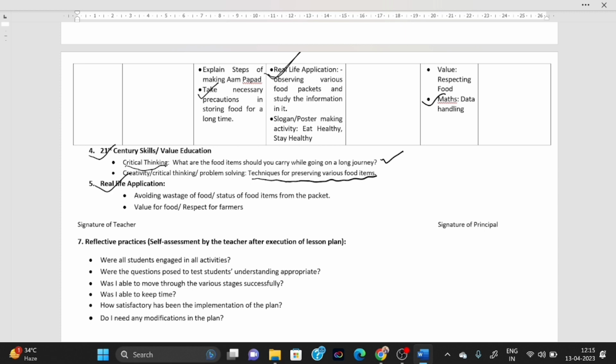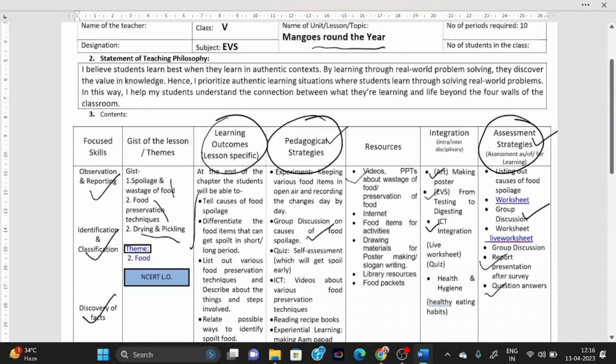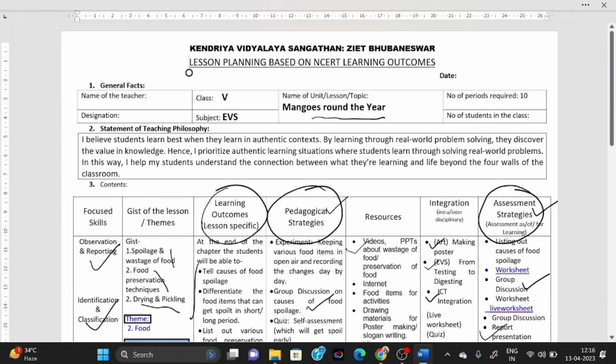In real life application, they can learn to avoid wastage of food, and they can know the status of a food item from the information given on the packet. And we also inculcate the value for food and respect for farmers in this chapter. So this is one example of a lesson plan based on NCERT learning outcomes with integration of various subjects with that particular lesson.